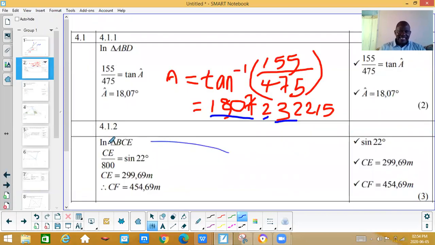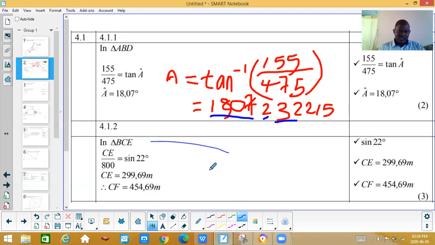From opposite over hypotenuse, that is where we go on to our triangle BCD, and we use sine of the given angle. So sine 22 is equal to CE over 800. Now you make CE the subject of the formula. CE, this one is dividing, passes on multiplying. So 800 times sine 22.